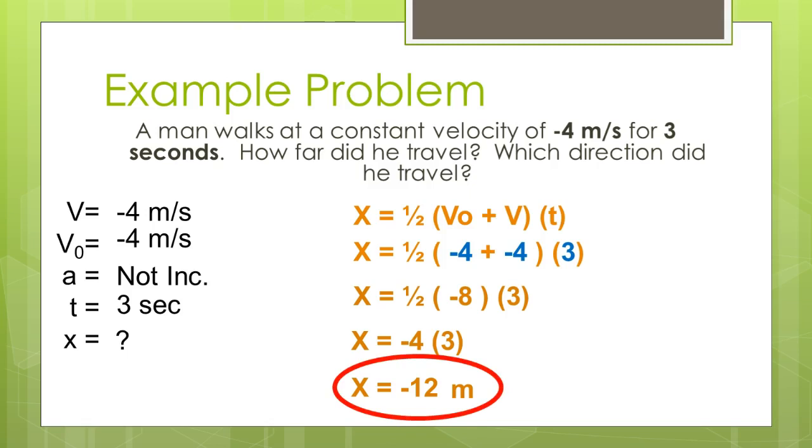Be careful to answer all questions on problems like this. We've answered how far did he travel. He traveled -12 meters. However, it also asks which direction did he travel. Now, those of you who are familiar with the positive and negative aspect of understanding our variables know that negative, just like a negative velocity would mean it's moving backwards, -12, negative displacement means we went 12 meters backwards. If it asks for that information, be sure to give that information.